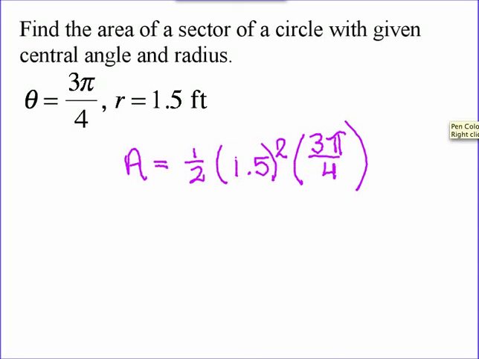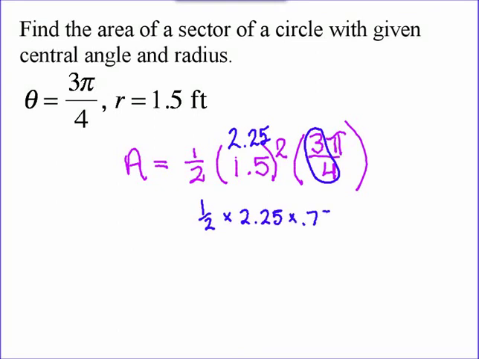Now this one, I will tell you, has a mixture of decimals and fractions. Since you're given decimals in the problem, you may answer in decimals. So in fact, that's what we're going to do here. This one actually comes out to be 2.25. So you take 1/2 times 2.25 times 0.75 times pi. Once again, 1/2 or 0.5 times 2.25 times 0.75 times pi. And what does that come out to be?